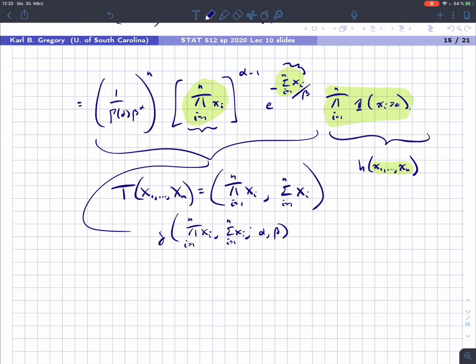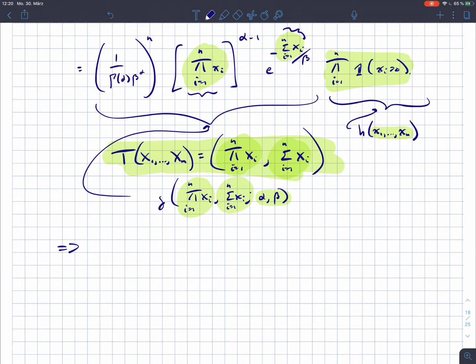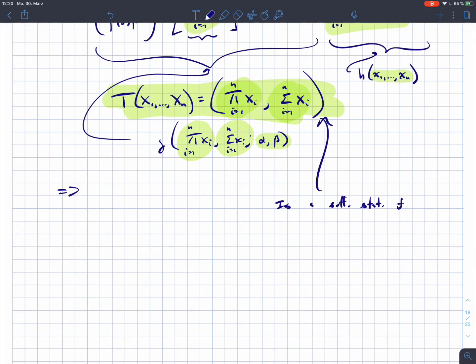So if I were to propose this pair of statistics as a potential sufficient statistic and then go through the factorization theorem, I would be able to show that these statistics are sufficient for the parameters alpha and beta. So this tells us that this is a sufficient statistic for the pair of parameters alpha and beta.